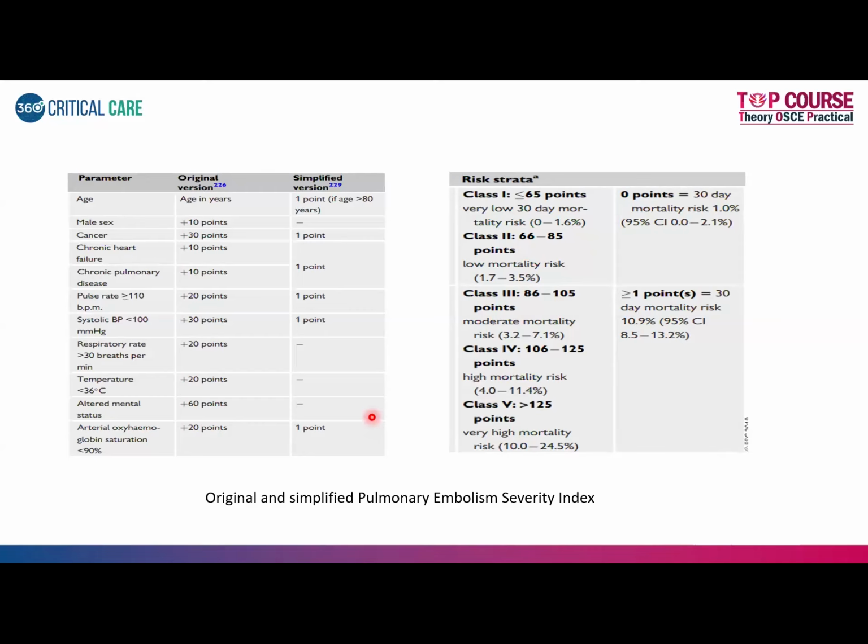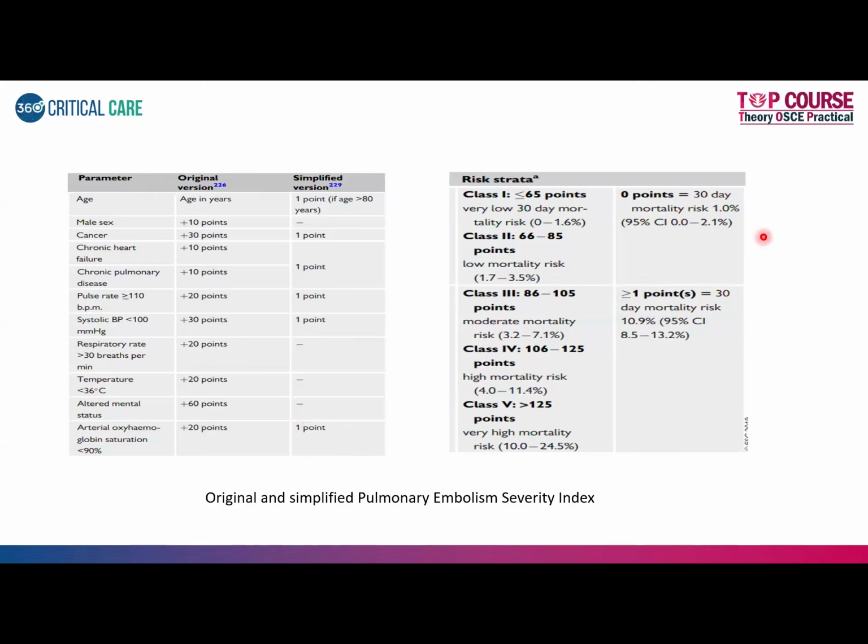Coming to what we read as the PESI score. Okay. So even if you don't remember the entire original PESI score, please try remembering at least the simplified PESI score. So simplified PESI consists of what? It consists of age comprising 1 point, cancer comprising 1 point. Then we have chronic heart failure, chronic pulmonary disease comprising 1 point, tachycardia of more than 110 comprising 1 point, hypotension 1 point, and arterial oxygenation, the oxyhemoglobin saturation of less than 90%, that is 1 point.